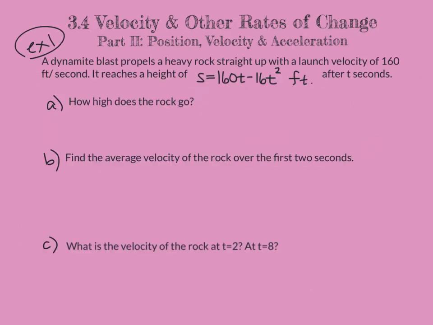In example 1, we're going to talk about a common mathematical calculus physics problem where there is a change in height, like if you throw a baseball or throw something straight up into the air. So in this case, we have a dynamite blast propelling a heavy rock straight up with a launch velocity of 160 feet per second. Then our height, or position function, is given. It reaches a height of s equals 160t minus 16t squared feet after t seconds. So this is giving us a position function because it gives us the position of the rock in the air, since that's its height, after t seconds.